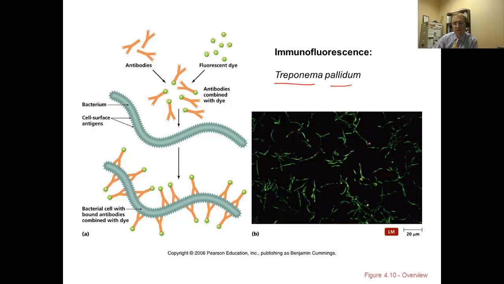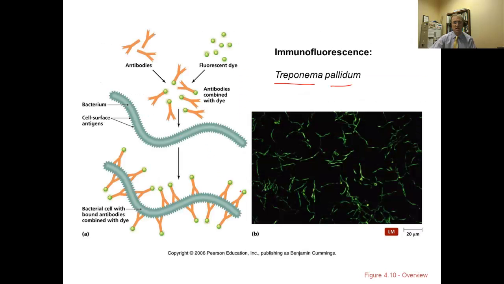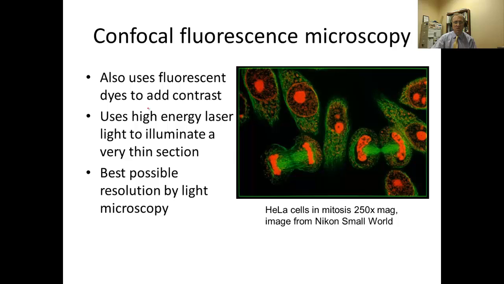The best extension of visible light microscopy is confocal fluorescence microscopy. Its big difference from the pictures in the previous slide is that instead of just using any old ultraviolet light, it uses a high energy laser to illuminate an extremely thin part of the whole specimen. It still uses fluorescent dyes to add contrast, but because of the use of this high energy laser, it gives the best possible resolution that we can get with any sort of a light microscope.